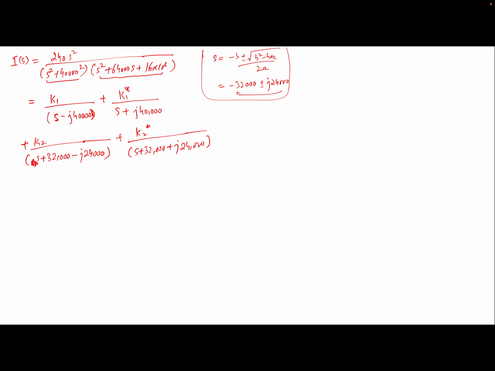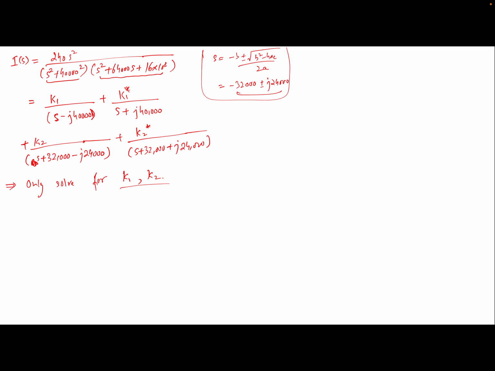Now I ended up converting this I(s) into partial fractions, and I just need to solve that. Another interesting thing is that I don't need to solve for all four of these, k1, k1 conjugate, k2, k2 conjugate. I just need to solve for k1 and k2, and k1 conjugate and k2 conjugate will be just the conjugates of those. So only solve for k1 and k2.